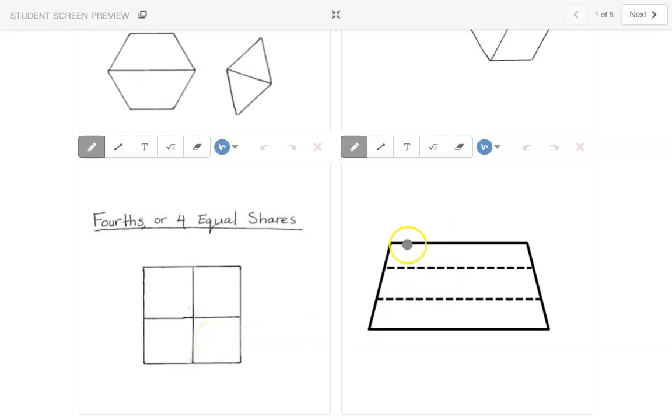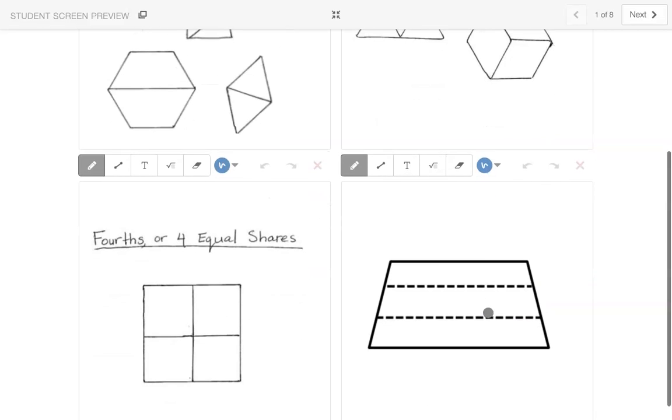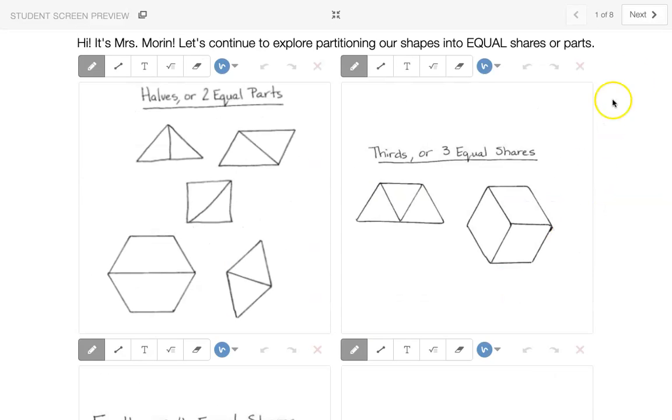But I look at this one here, and how is this one different from the other three? Let's divide it into thirds. 1, 2, 3. Partitioned into thirds, 3 different parts. But are they equal? No, they're not equal shares. So it's not really 1/3, 1/3, 1/3. It's divided into 3 different sections, but they aren't equal in size or equal shares. So let's go on.